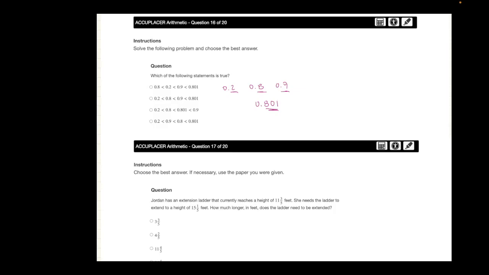So our smallest is 0.2, so we know it's not going to be this one. Our next number is between the 0.8 and the 0.801. So this 1 right here actually means that 0.801 is greater than 0.8. So our next number would be 0.8 here, so it's not going to be this one either. Okay, and so now we know that 0.801 is greater than 0.8, and our biggest number is the 0.9, meaning our final answer is our third option right here.